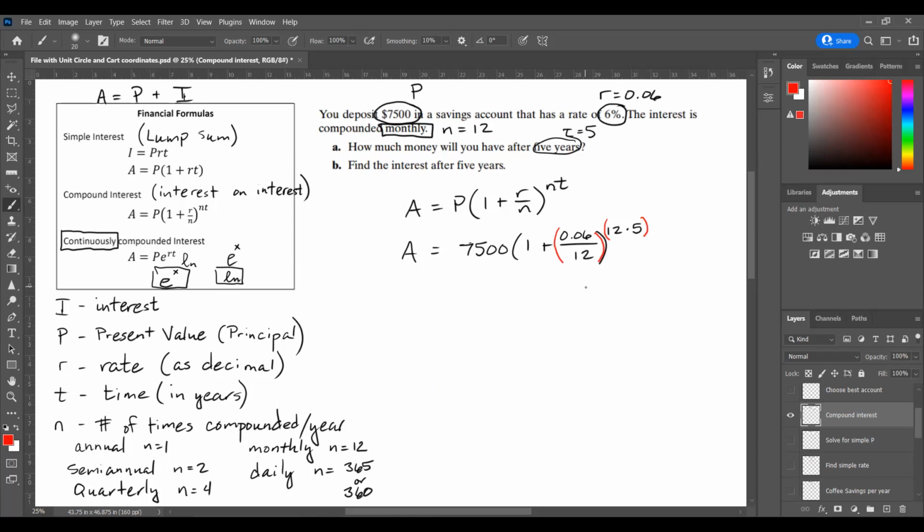Sometimes I can, depending on my calculator, type it in so it looks exactly like what I'm seeing on the screen. Sometimes I'll just start here at this fraction and then add the 1, and then raise that to the exponent and then multiply by the 7,500. You'll have to determine which method your calculator will do. Practice a few of those and we'll see which one works for you.